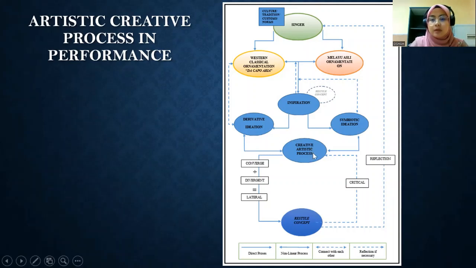In the creative artistic process come the convergent and divergent parts that make the lateral, where the facts and also the questions and ideas come together. Then it will build the Restyle concept. And with critical thinking on the Restyle concept, it will go into the singer's reflection, and it will be a non-linear process. It will go over and over again. Move on to the next one.